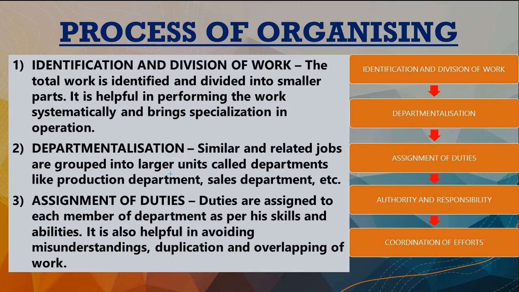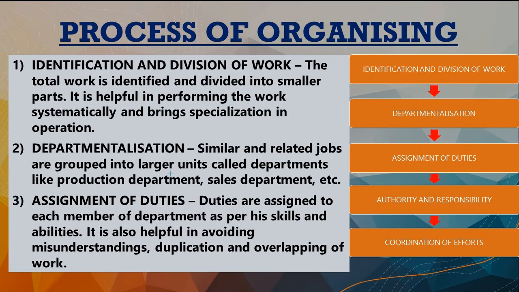Like first is identification and division of work. The first step in the process of organizing involves identifying and dividing the total work to be done into small and manageable activities so that duplication of efforts and resources can be avoided. Now, division of work is also necessary because one person cannot do all the work completely. So, it makes the work systematic and also brings specialization, which will ultimately improve the efficiency of the firm.